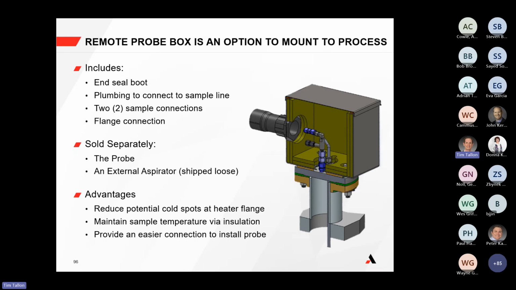Just to highlight some of the advantages with this box, as simple as it is, it does reduce cold spots on the heater flange. It maintains the temperature with this installation. You can see right there. It also provides an Ethernet connection, as Joe was mentioning, to install a probe.